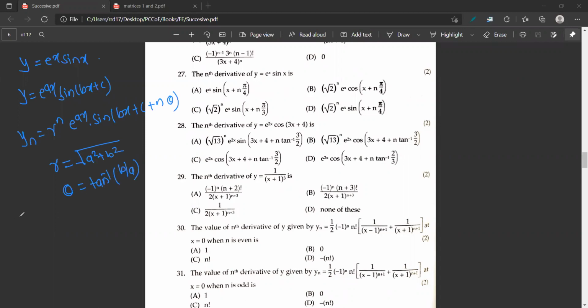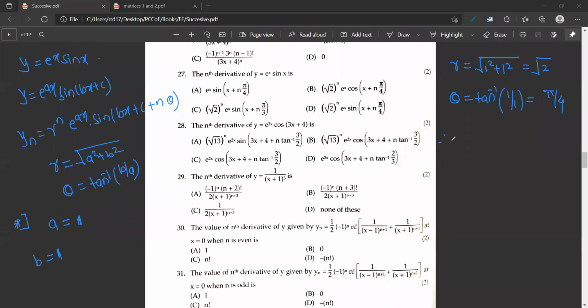Now for the given problem, you need to understand, what is the value of a? e^(ax), a is equal to 1. And what is the value of b? b is also equal to 1. So what is the value of r? You will get root of 1 squared plus 1 squared, which is equal to root 2. And what is the value of θ? You will get tan inverse of b by a, that is 1 by 1, which is 1. Tan inverse of 1 is pi by 4.